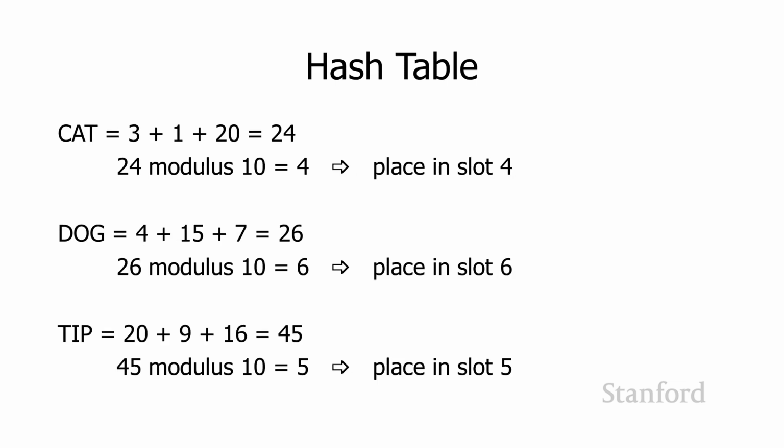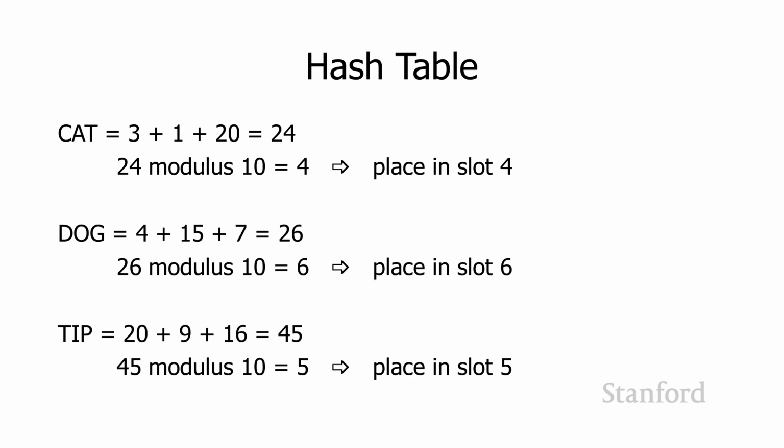Okay, so we can do a bunch of these. So dog: D is the 4th letter, O is the 15th letter, and G is the 7th letter. I add those all together. That gives me 26. I take the modulus, which gives me a 6. So I would place cat in slot 4 and dog in slot 6.